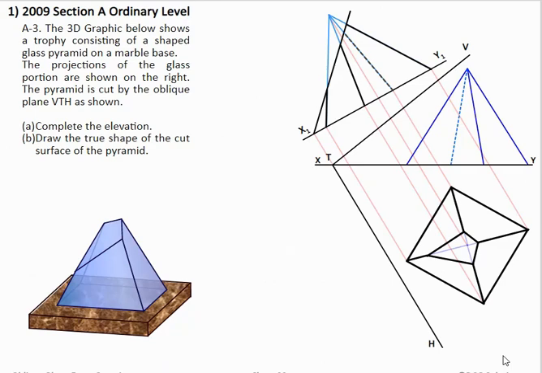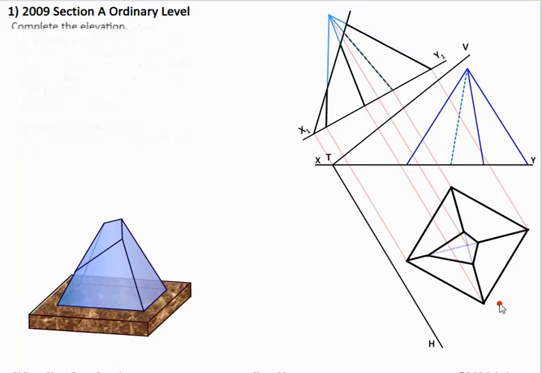What we're given is a fully completed plan. We're given the auxiliary showing how the oblique plane has cut the pyramid, and then we have to complete the elevation. In the second part of this, we have to find the true shape of the actual cut piece on the pyramid. To complete the elevation, it's very simple: we have the 4 points in plan, we just bring up the 4 points to elevation and we draw in the cut section. So that's our elevation finished.